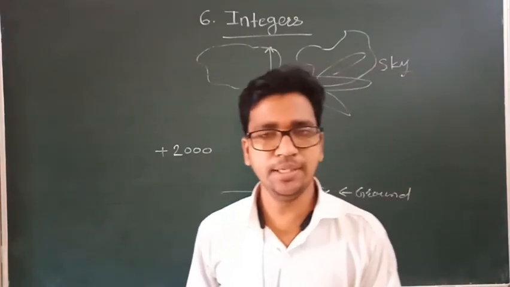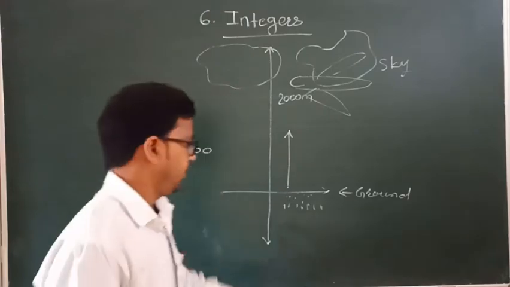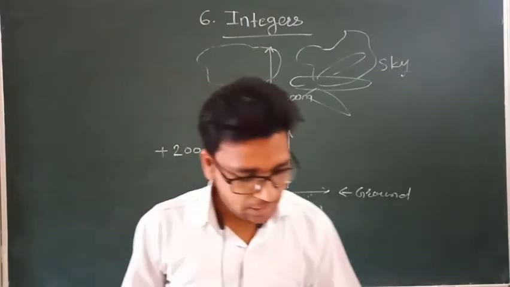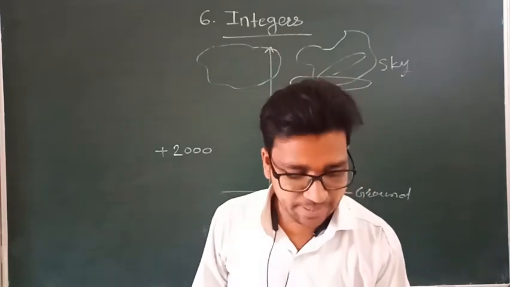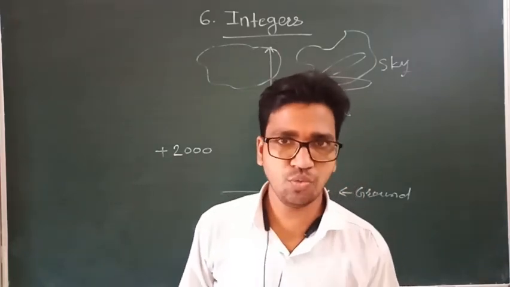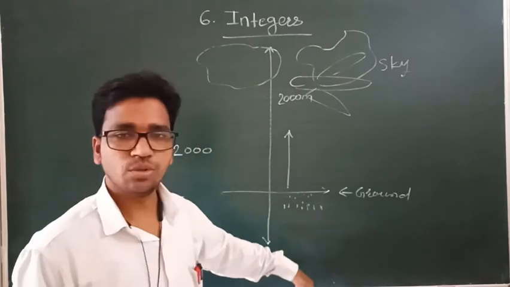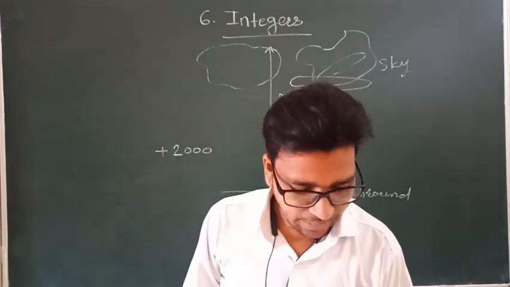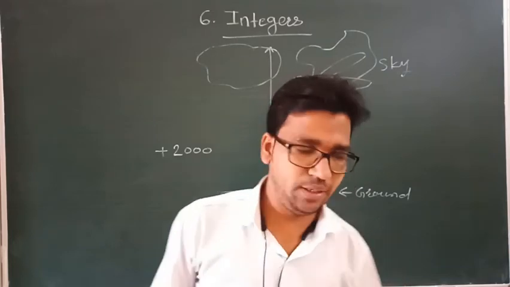Question number 2 is a submarine. Do you know the submarine? A submarine is always below the water level, sea level. So a submarine is moving at a depth. Depth means inside the water, 800 meter below the sea level.